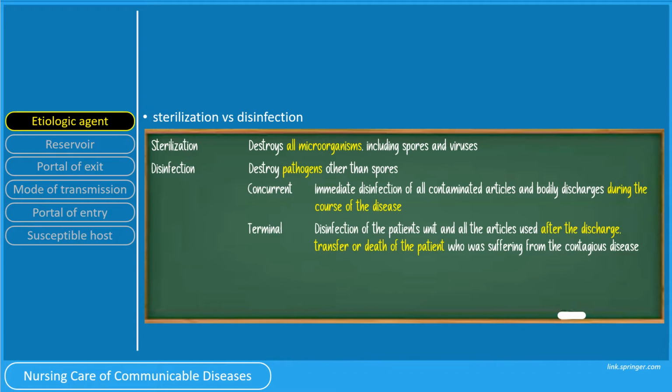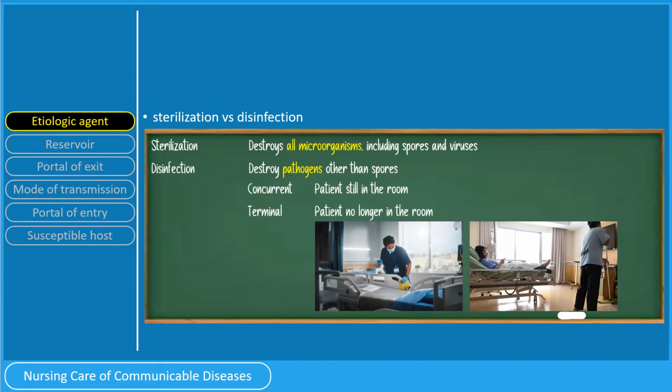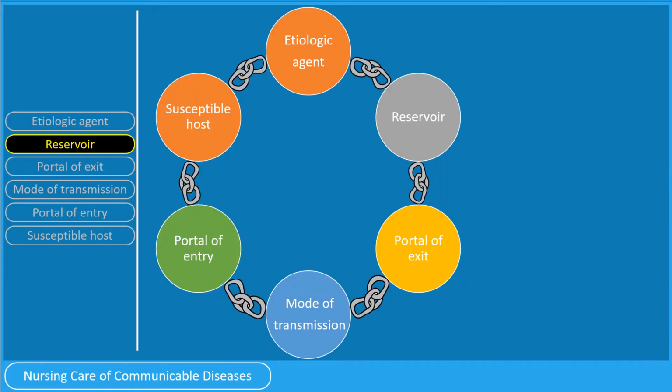Under terminal disinfection, disinfection of the patient's units and all the articles used is done after the discharge, transfer, or death of the patient who was suffering from the contagious disease. In summary, concurrent disinfection occurs while the patient is still in the room, while terminal disinfection occurs when the patient is no longer in the room. So under etiologic agent, we either kill all the microorganisms in a process known as sterilization, or we kill the pathogens in a process known as disinfection.